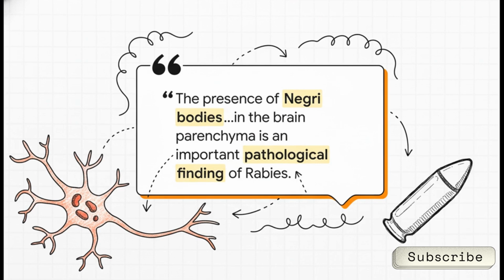So when the virus is multiplying in the brain, what's the evidence it leaves behind? The classic calling card is the Negri body. When a pathologist looks at an infected brain slice, this is the smoking gun they're searching for. They're these little packets of viral proteins, these eosinophilic inclusions, right inside the cytoplasm of the neurons.